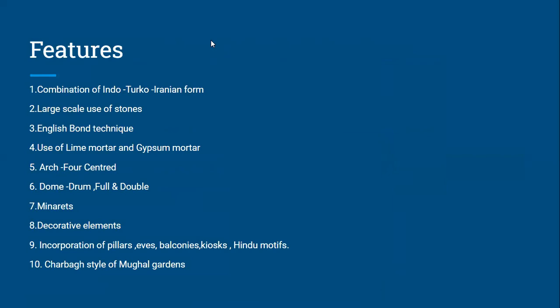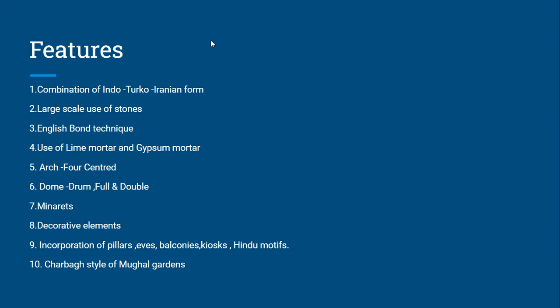Second thing, large scale use of stones. Okay, so we will find over here marble, red stone, yellow stone, many stones are being used. Continuing the use of English bond technique, even the mortar which we have already seen, the use of lime mortar, gypsum mortar continued over here. Arch, a four centered arch, we saw that the big arch continued over here.